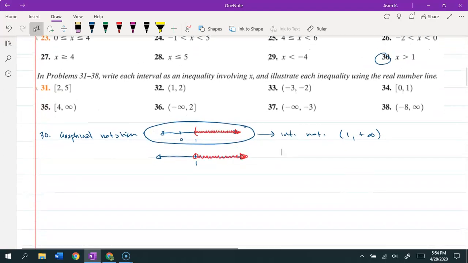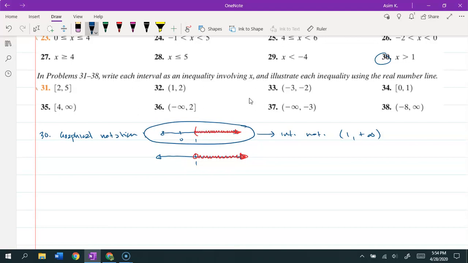Okay, let's do one more from the bottom set now. Of course, I think you guys understand that this time you've been given the interval notation, and your job is to illustrate this using an inequality as well as write the inequality. We can honestly take anything here that you guys like. So we can take number 36.